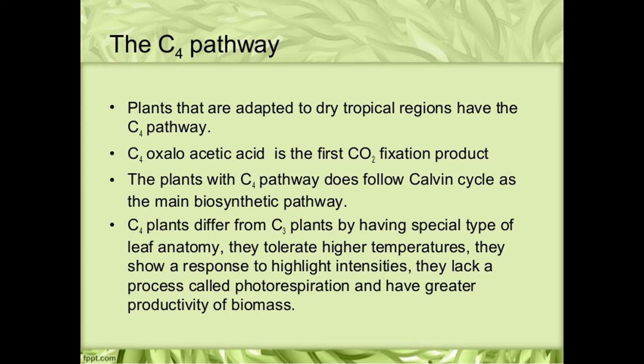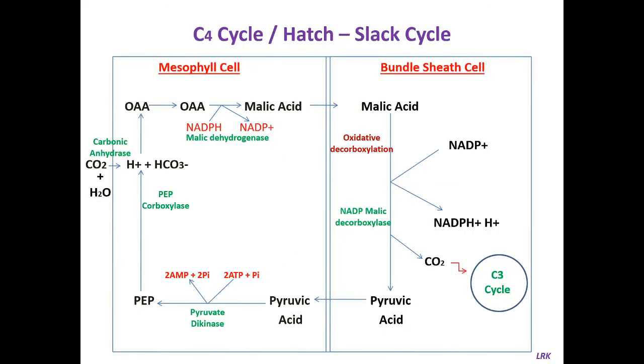In the first step, see here, what happened? Carbon dioxide reacts with a water molecule and forms carbonic acid, that is, an H plus ion and a bicarbonate ion, HCO3 minus ion. And this HCO3 minus ion reacts with phosphoenol pyruvate in the presence of the enzyme phosphoenol pyruvate carboxylase, forming oxaloacetate. This oxaloacetic acid is a dicarboxylic acid.